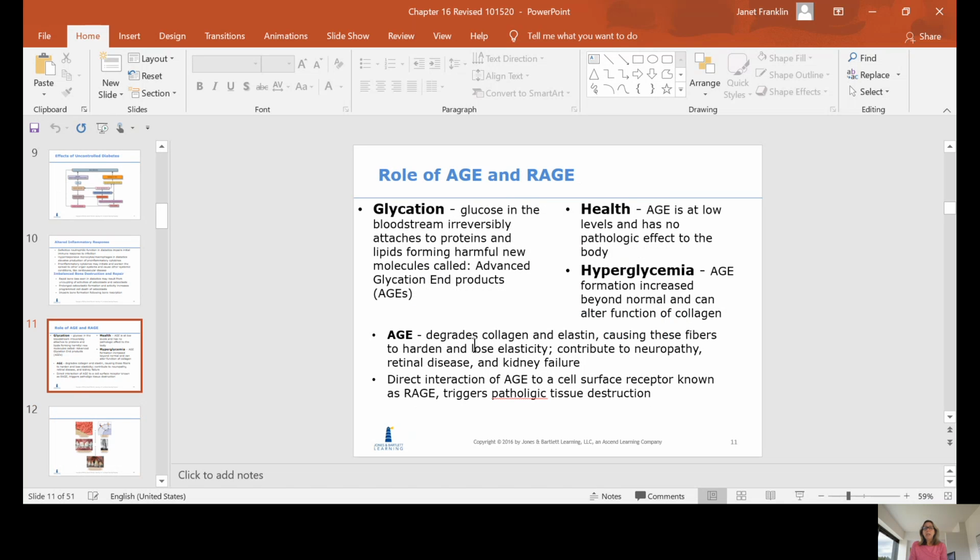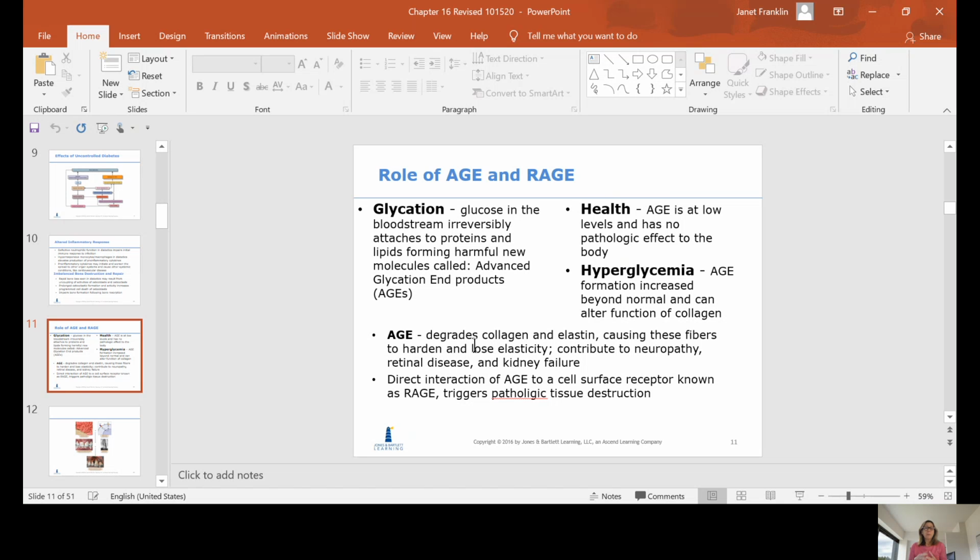The role of AGE and RAGE, or age and rage, is a little bit complicated. Just know that glucose in the bloodstream irreversibly attaches to proteins and lipids, forming harmful new molecules called advanced glycation end products. In health, AGE is at a low level. In hyperglycemia, AGE formation is increased. AGE degrades collagen and elastin. Those are fibers, causing these fibers to harden and lose elasticity.